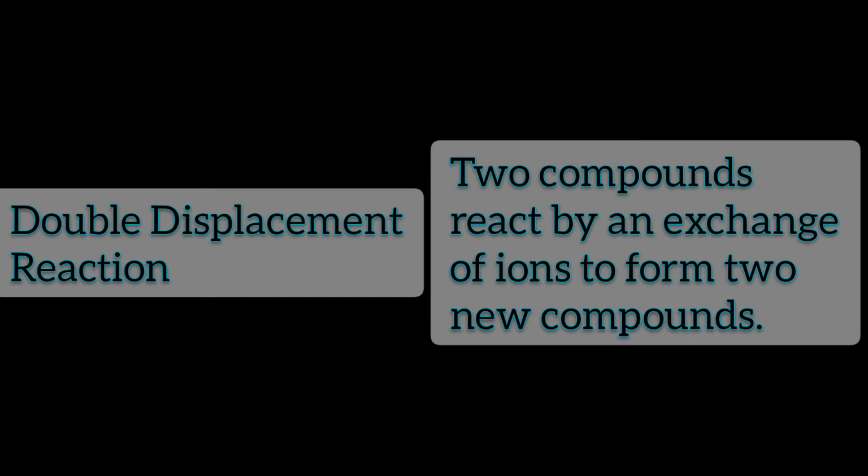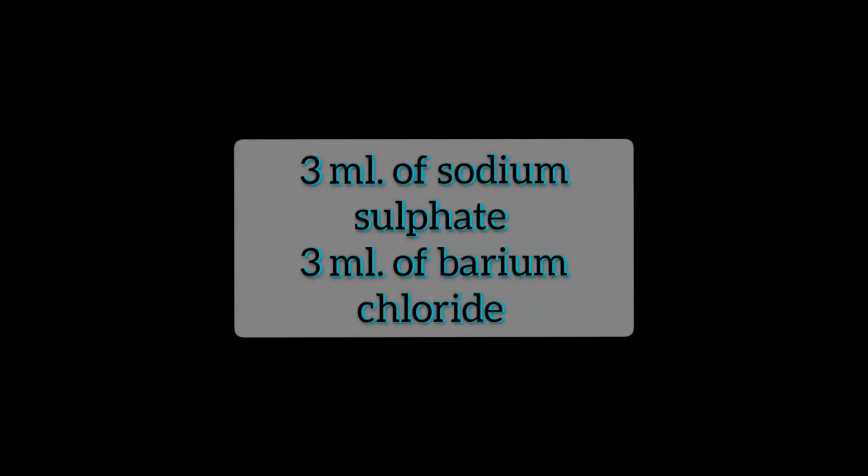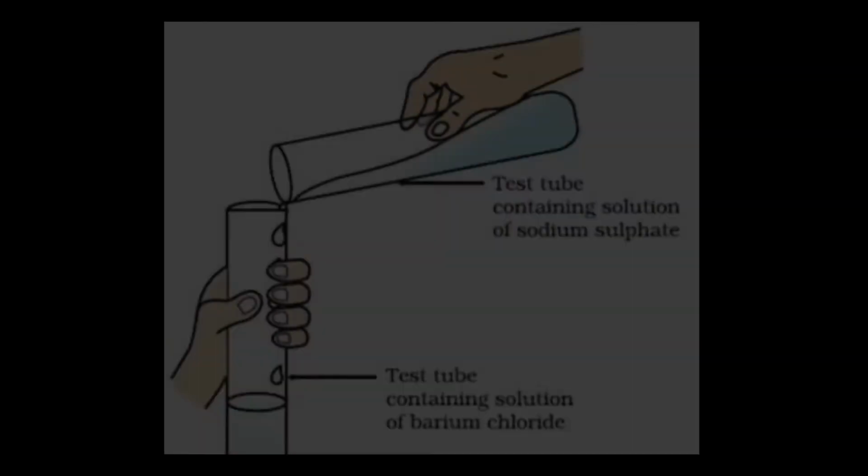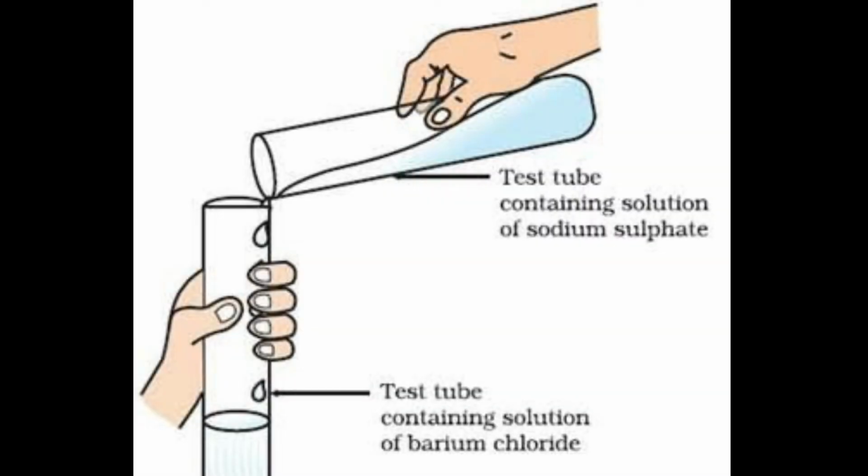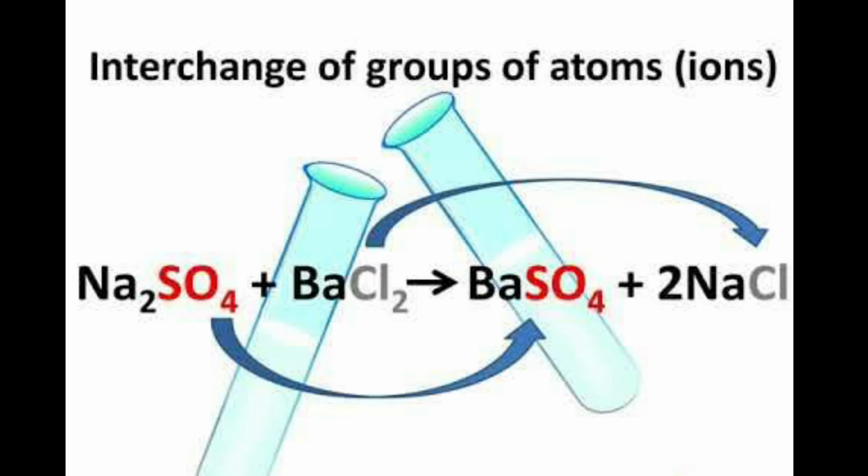For this, 3 ml of sodium sulfate is taken in a test tube and 3 ml of barium chloride solution is taken in another test tube. Then these two solutions are mixed. White precipitates of barium sulfate are formed by the reaction of sulfate and barium. The other product formed is sodium chloride in the solution.